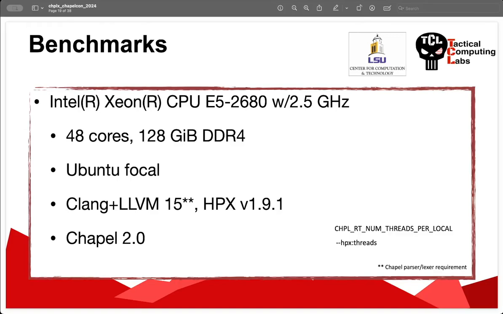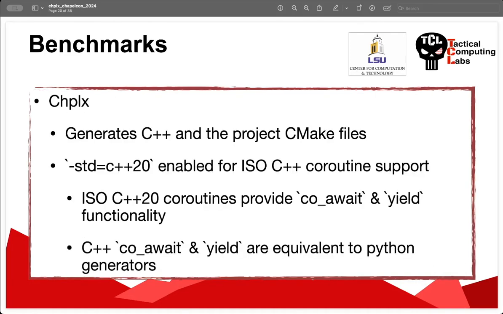Benchmarks. We did our benchmarking on an Intel Xeon processor, 2.5 gigahertz, 48 cores, 120 gigabytes of DDR4 memory. We use Ubuntu Focal vanilla, so we aren't modifying the kernel at all. We use Clang LLVM 15 because it's a hard dependency of the Chapel parser and lexer. HPX 1.9.1. We also use Chapel 2.0 with Qthreads. We control the number of threads used by Chapel with the environment variable listed at the bottom right. And then for HPX, we control the number of threads using a command line argument, HPX threads.